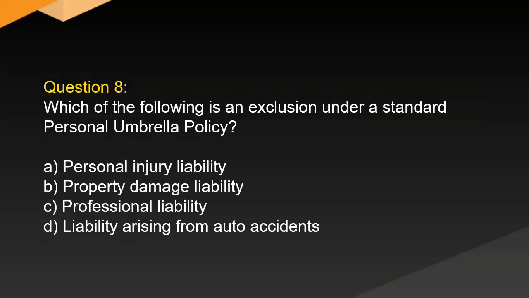Question 8. Which of the following is an exclusion under a standard personal umbrella policy? A. Personal injury liability. B. Property damage liability. C. Professional liability. D. Liability arising from auto accidents.